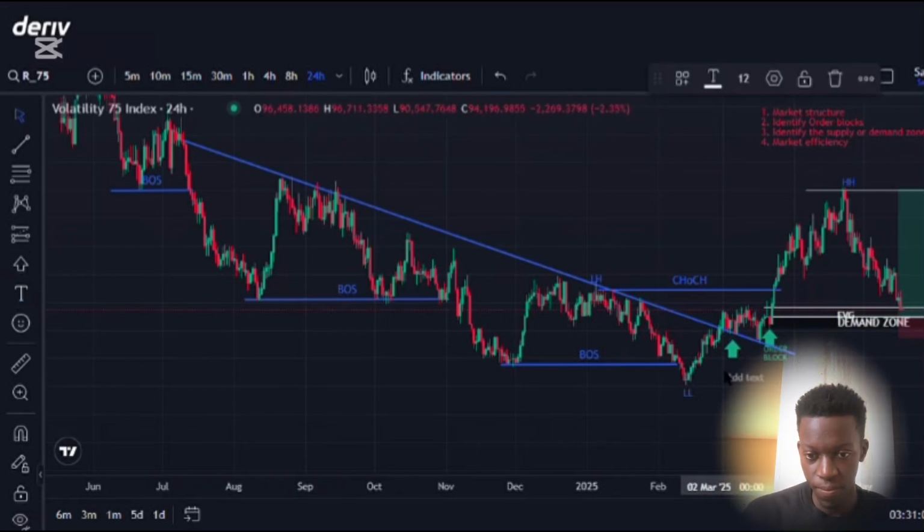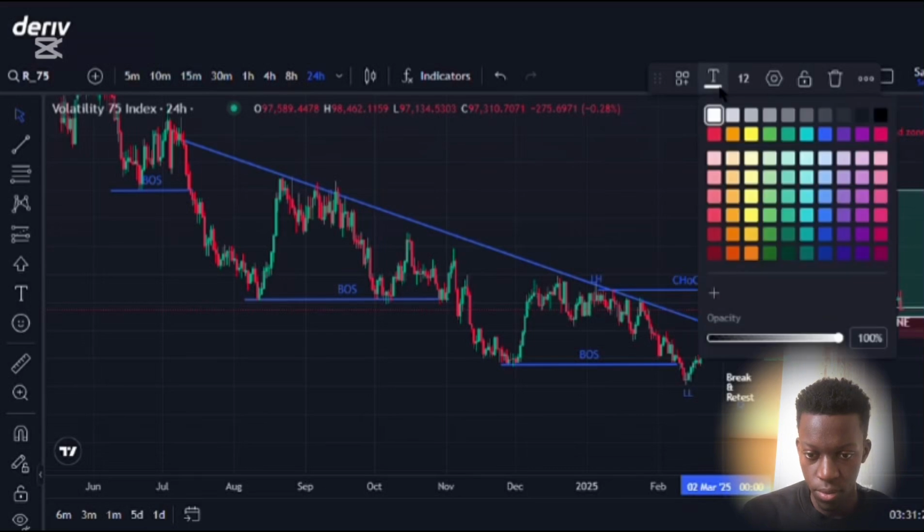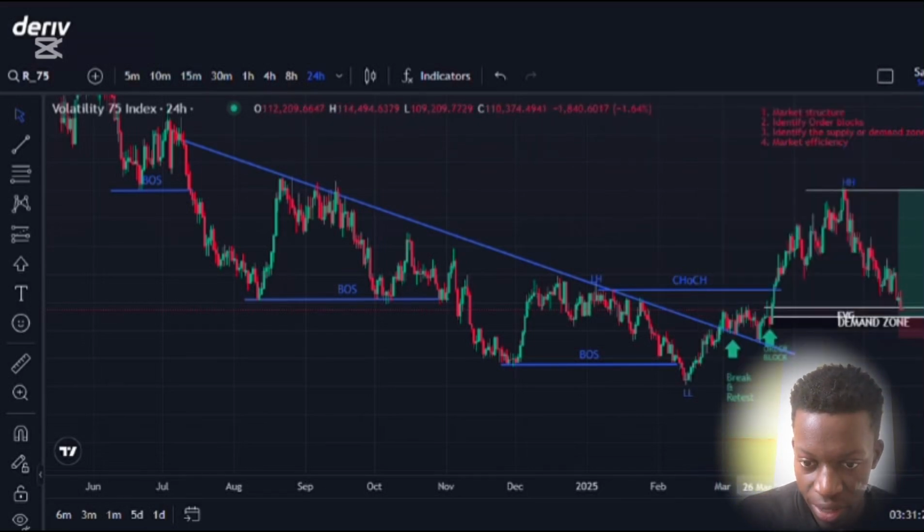So as you can see here, let me just label this as break and retest. Yeah, so this is the break and retest.